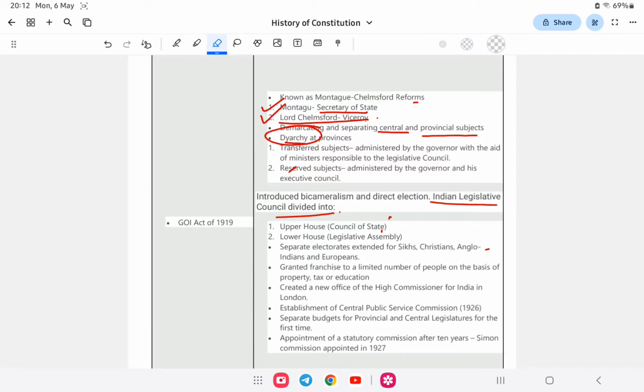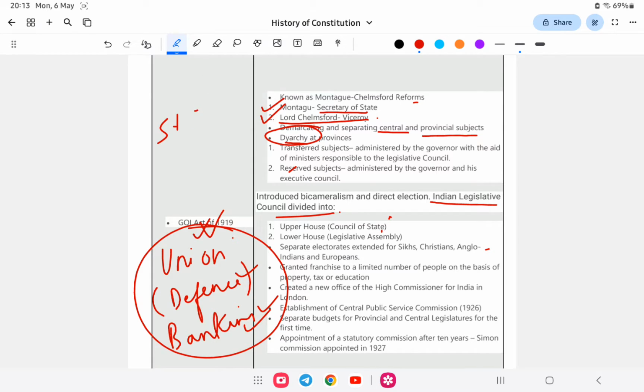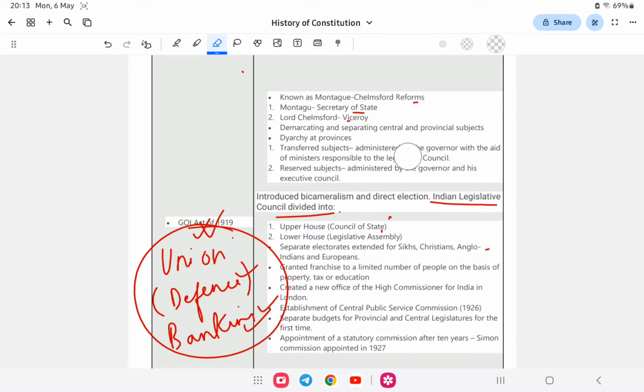Diarchy, in simple terms: for example, the Centre has matters like defense and banking. That means only the central government has authority in defense and banking; the state government of Nagaland cannot raise an army or print money. Similarly, in the state list, for example PWD and police, the state government alone has power. Nagaland police, Mizoram police.